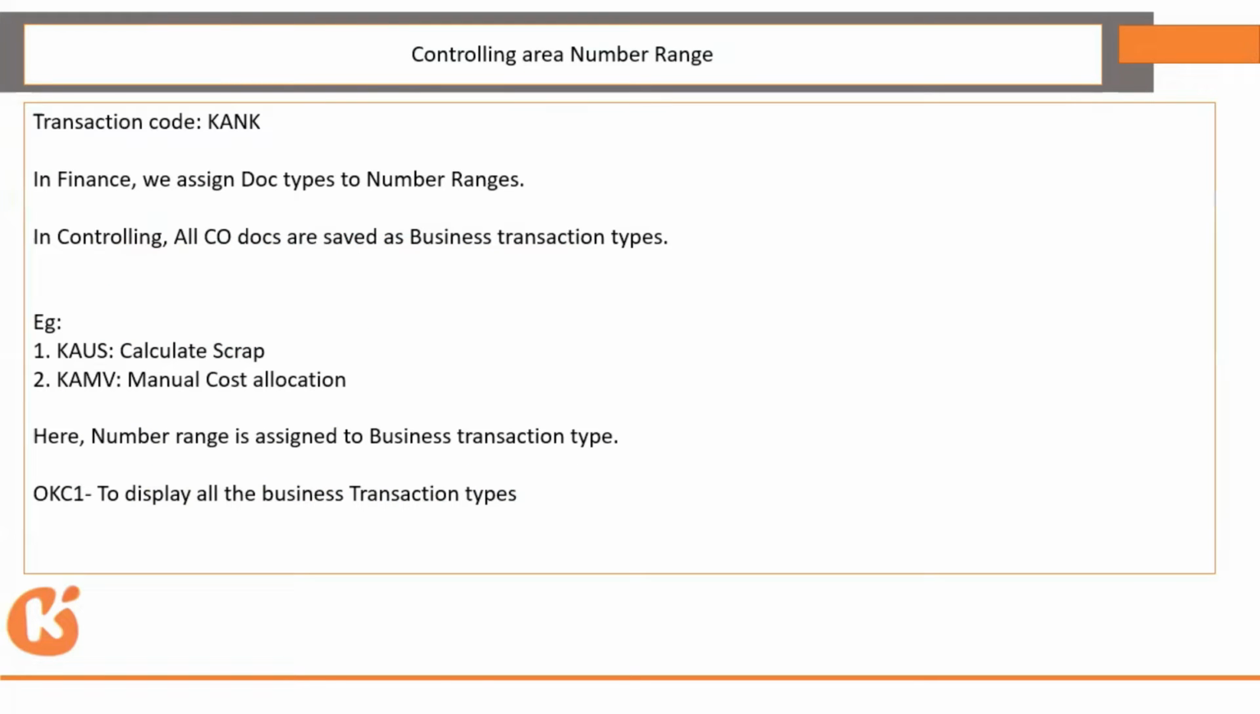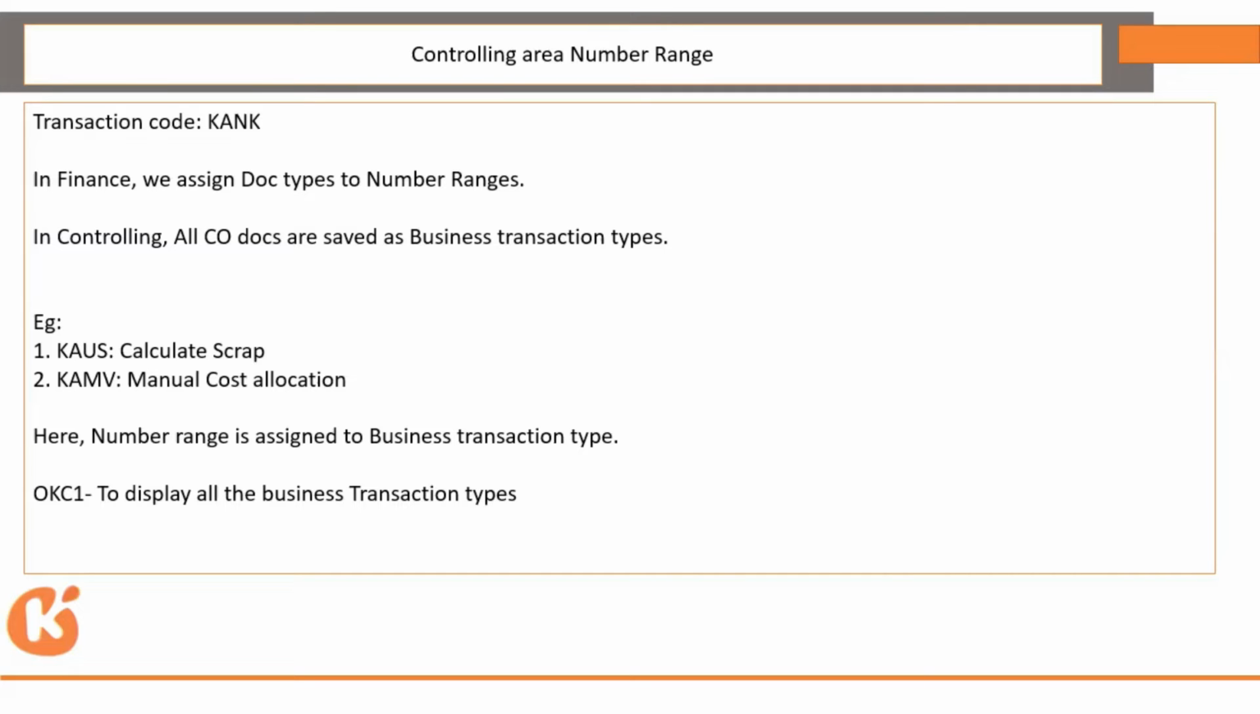So once we have this controlling area components activated, we will create the number ranges for the controlling area. As we know, we create number ranges for vendor account groups and customer account groups in finance. When we post a document for any vendor related document, certain document number ranges will be chosen based upon the document types that we assign to it.